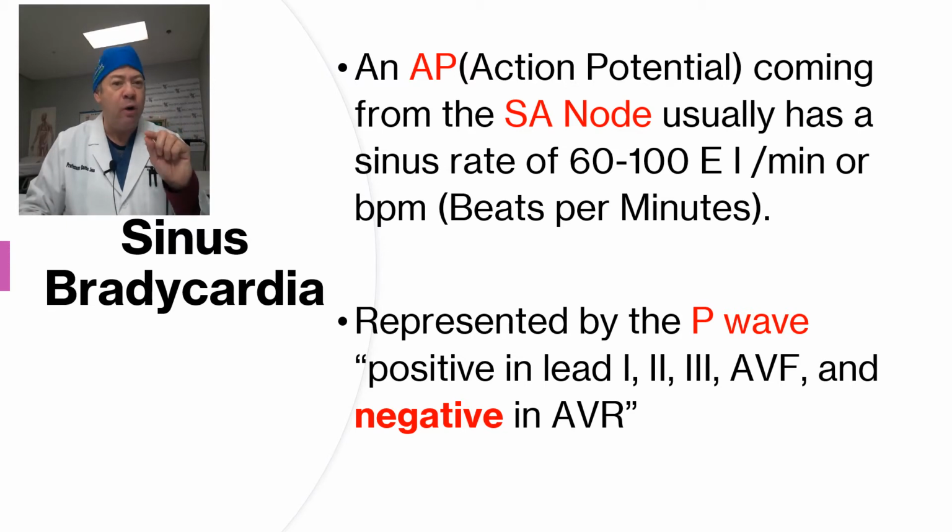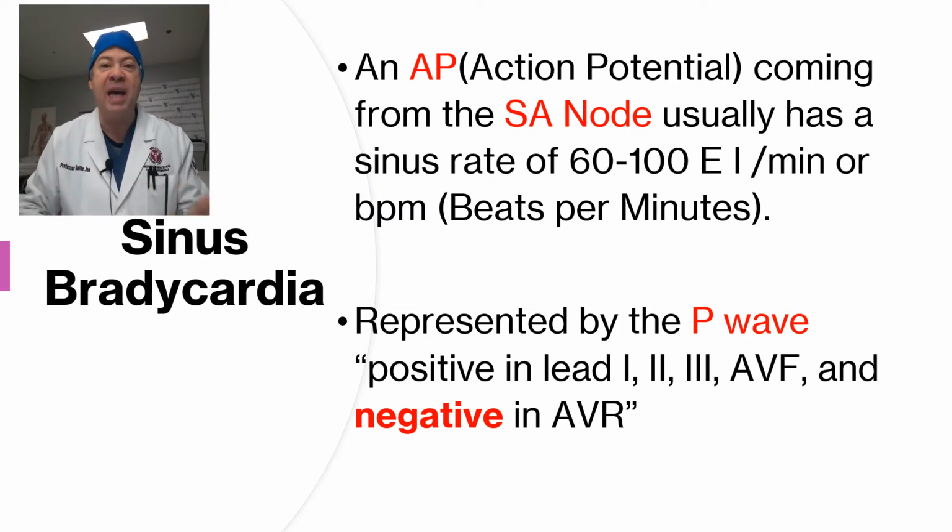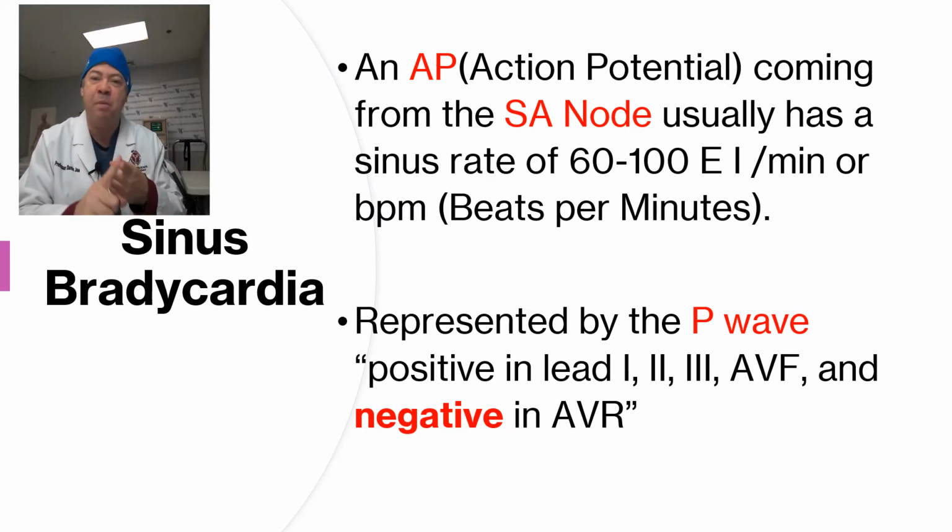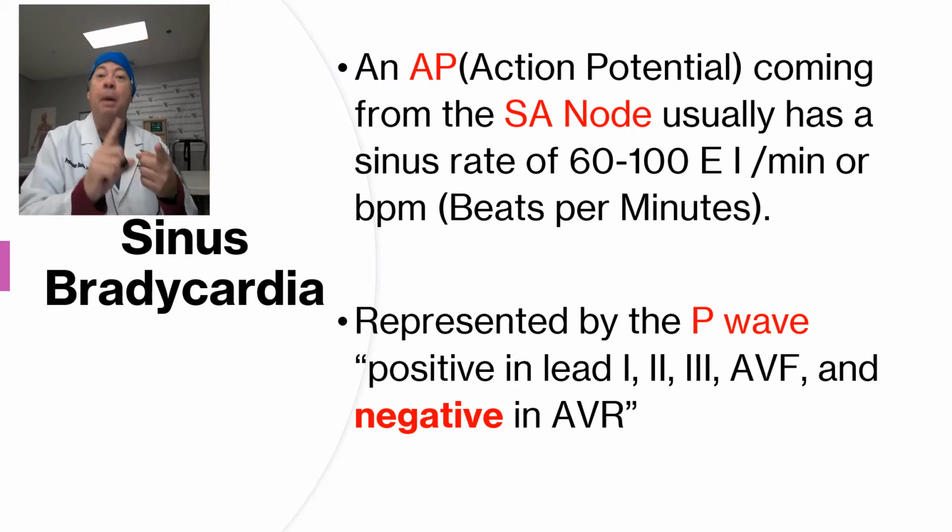So in order for us to recognize that it's a sinus rhythm, that the action potential comes from the SA node, we want to see a positive P wave present before the QRS complex, positive in lead 1, lead 2, lead 3, AVF, but, that's the but, negative in AVR.